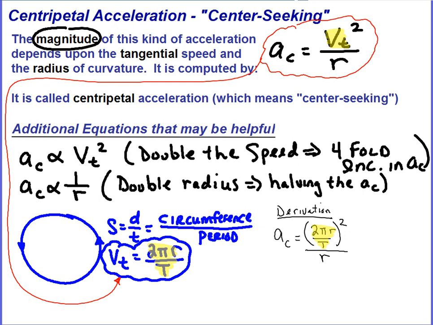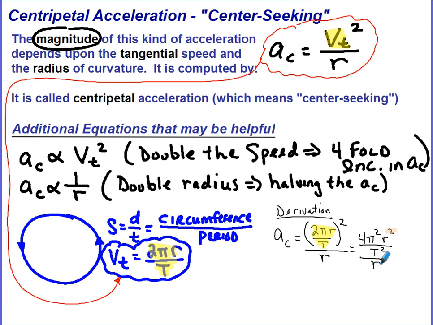Now let's go ahead and clean this up, do some algebra. Well, I'm squaring this thing in parentheses. That means every term becomes squared. So 2 becomes 4, pi becomes pi squared, r becomes r squared, T becomes T squared, and then I'm dividing by r. Now this is a fraction within a fraction. We do see that there's an r squared in the numerator and an r in the denominator here. We can actually cross off then, to make this a little bit easier.